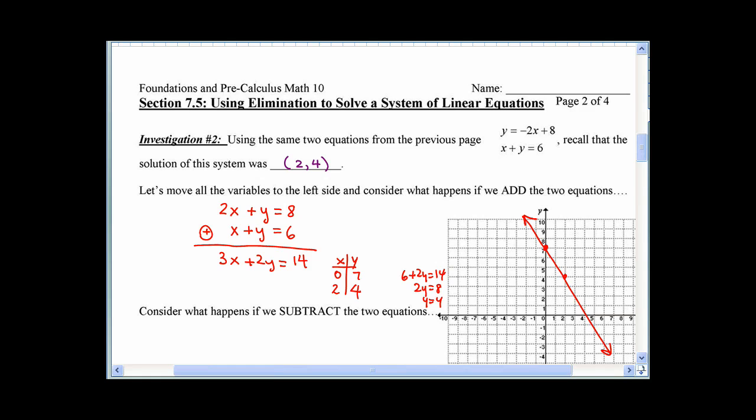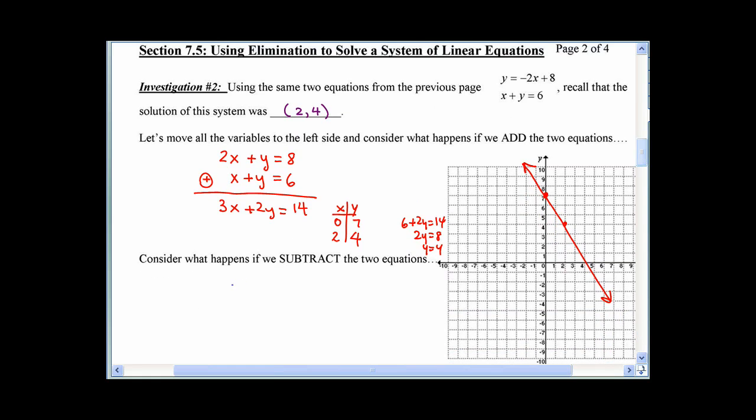And you're like, okay, I've got one line, but I don't have the solution or intersection point. Not to worry, I want you to do the same thing by now subtracting those two equations. So the same two equations from above: 2x plus y equals 8, x plus y equals 6. This time, let's subtract. 2x minus x is x. The y, take away y, is gone. x equals 2. Well, that's just a nice vertical line at x equals 2.